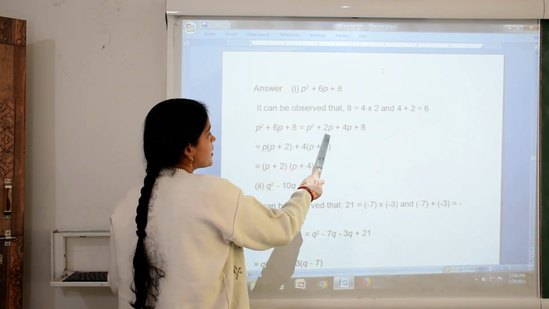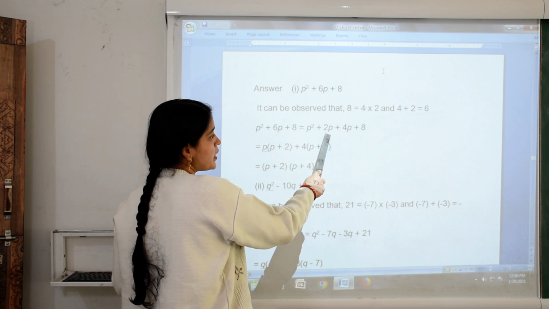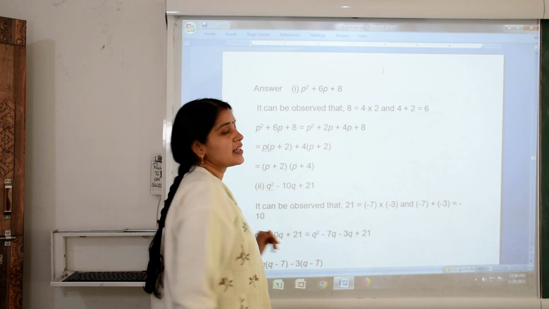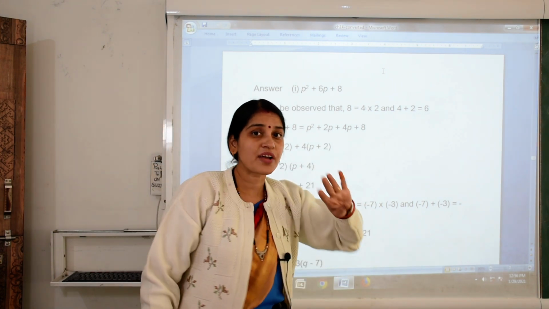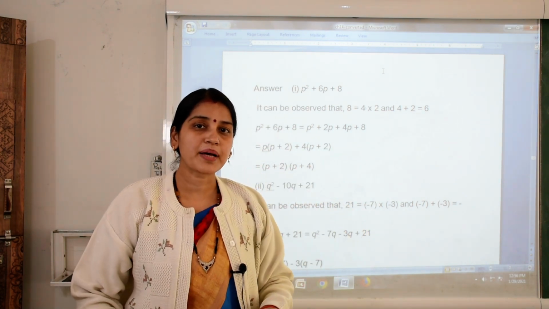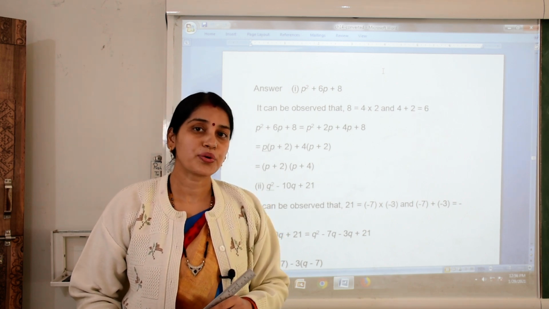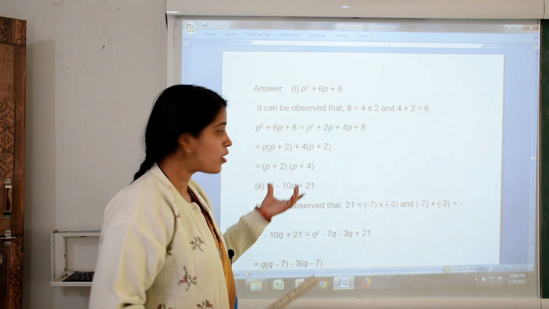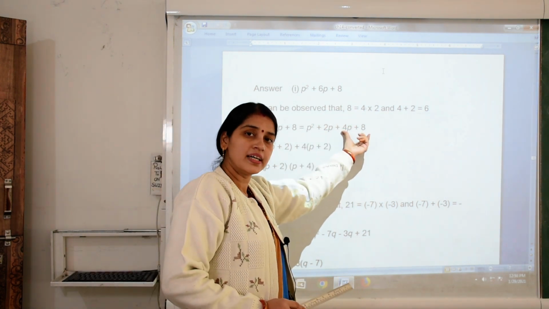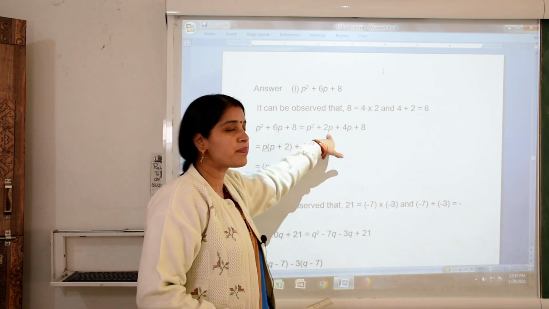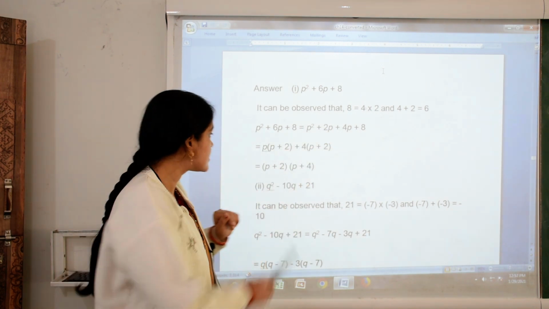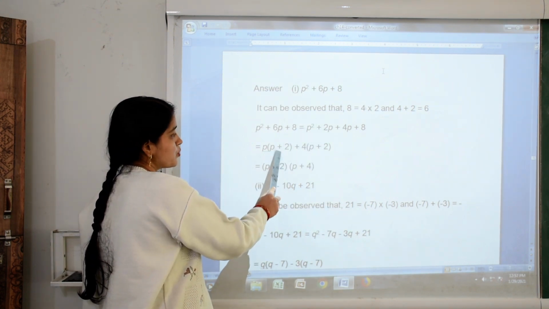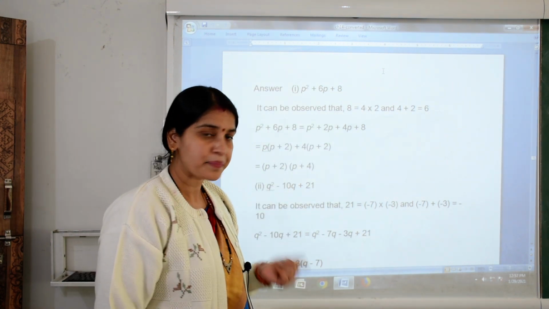So p square plus 6p means p square plus 2p plus 4p plus 8, because these two are the factors. Now you can understand that these are 4 terms. Then which method can we apply here? Yes, the regrouping method. So first we make the group of these two and these two. Here p square plus 2p. So what is common in this? Here p is common. So p is left, and p plus 2 comes inside the bracket.